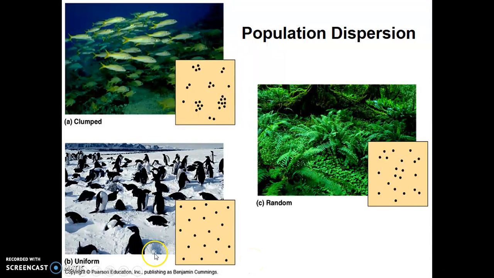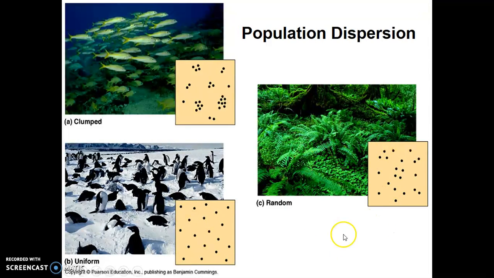Another one is known as a uniform population dispersion. This is where organisms space themselves out evenly so that they have their own personal space. We see penguins doing this, and also when humans plant a forest, they tend to plant it in uniform rows of trees. You may have noticed that driving down the highway sometimes. So they're evenly spaced out.